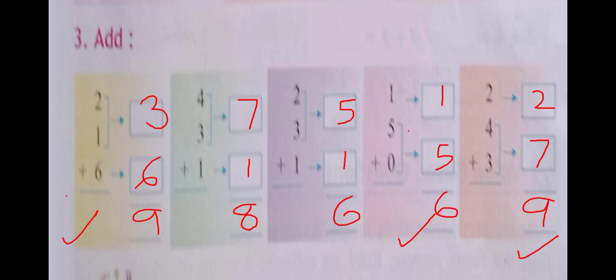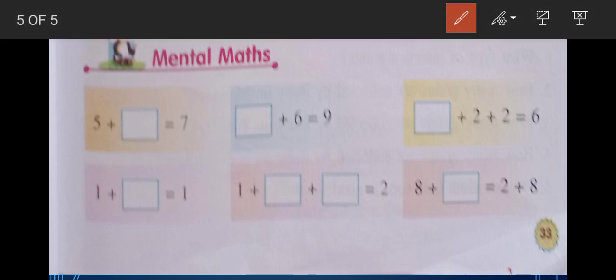So now let us do mental maths from page number 33. Okay, mental maths you have to write fully in your copy. There are 6 sums only. You have to write all the 6 sums in your copy. Fully you have to write it in the copy. So I am giving a tick here completely.